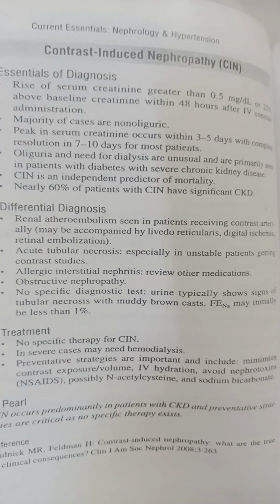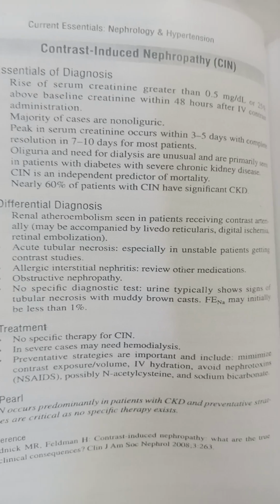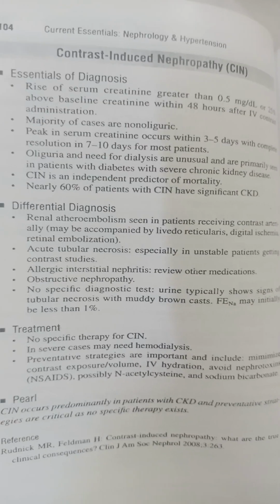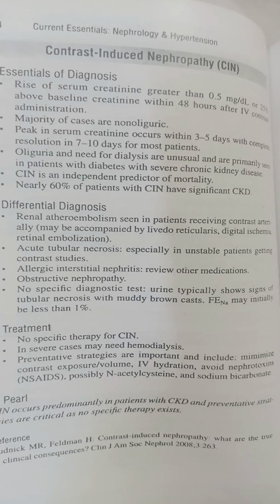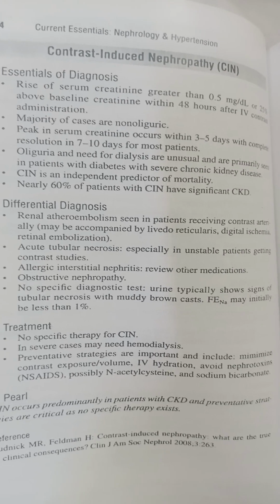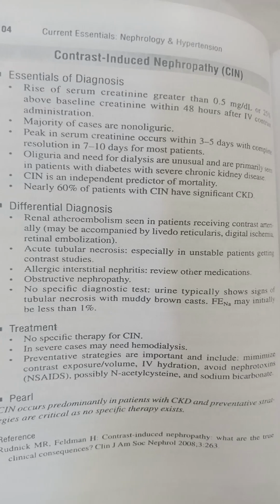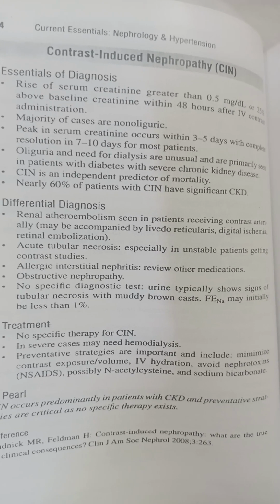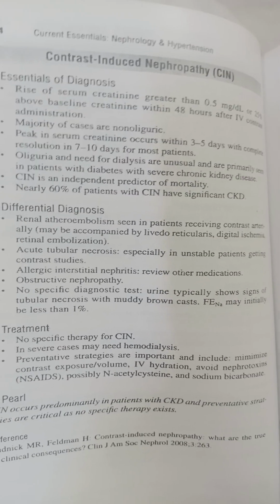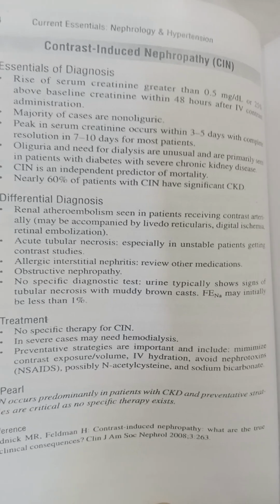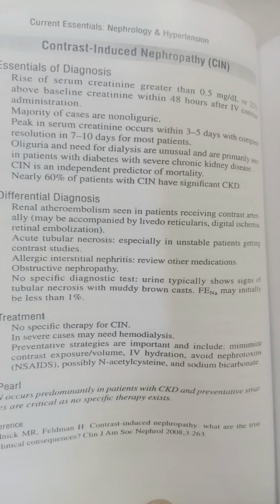Peak in serum creatinine occurs within 3 to 5 days with complete resolution in 7 to 10 days for most patients. Oliguria and need for dialysis are unusual and are primarily seen in patients with diabetes with severe chronic kidney disease.